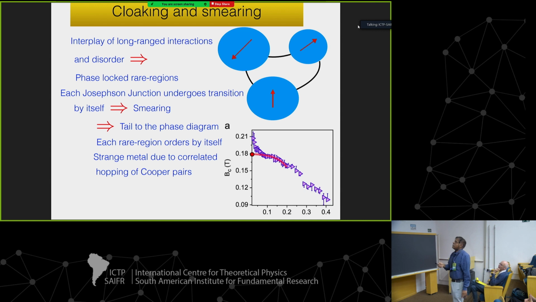So each of these Josephson junctions essentially undergoes a transition by itself. It goes to smearing, and this smearing can actually be seen if you map out the Bc versus temperature phase diagram. At low temperatures, you see a tail, and this tail may be because of smearing, but unfortunately, even for the Griffiths phase, I think there is a tail. So each rare region orders by itself, and there's a strange metal phase due to correlated hopping of Cooper pairs.